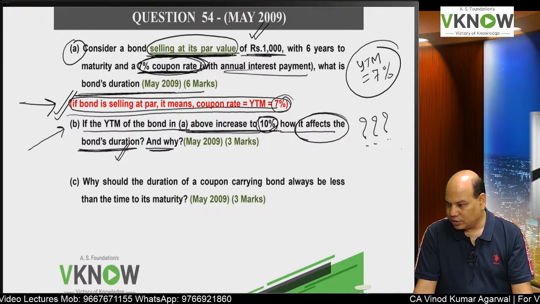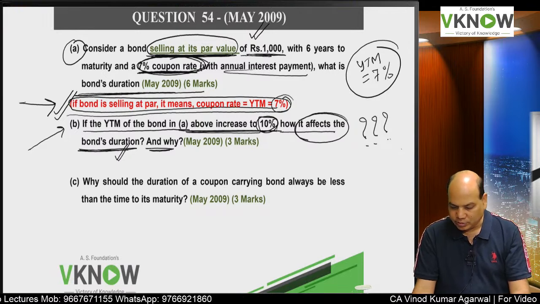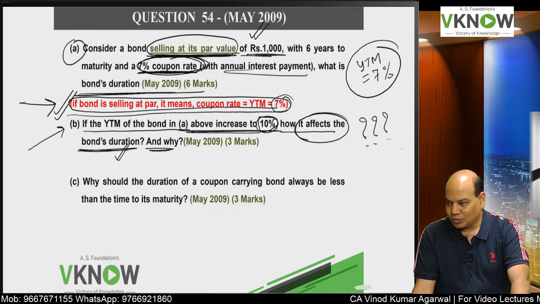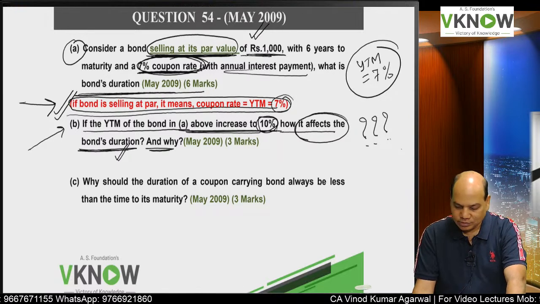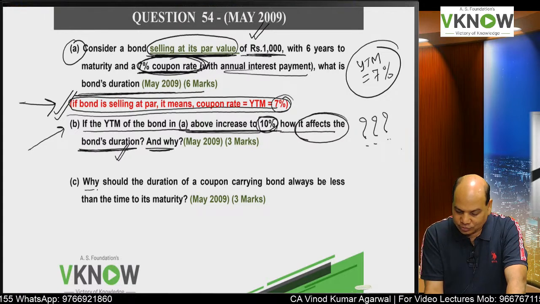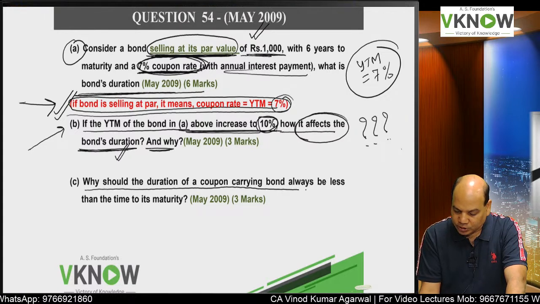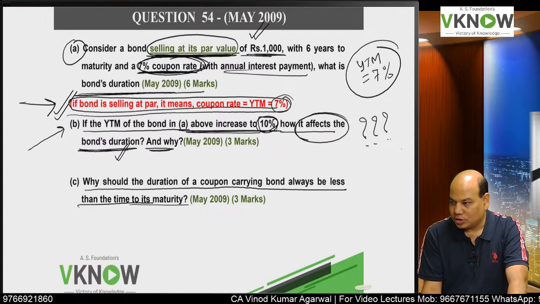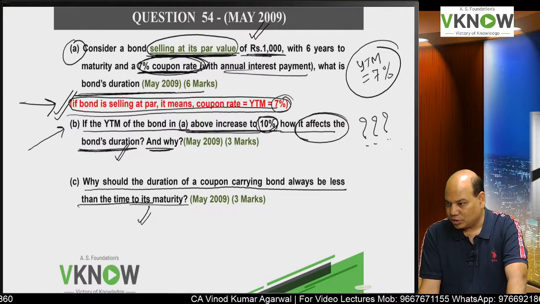If YTM increases, what will happen to the duration of the bond? Increase or decrease? We have done that in the properties. Okay, you keep thinking. Next question: why should the duration of a coupon carrying bond always be less than the time to maturity? Theory question. Why is duration less than term to maturity?